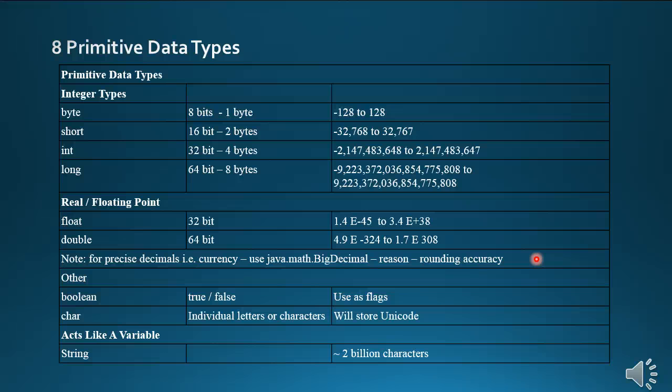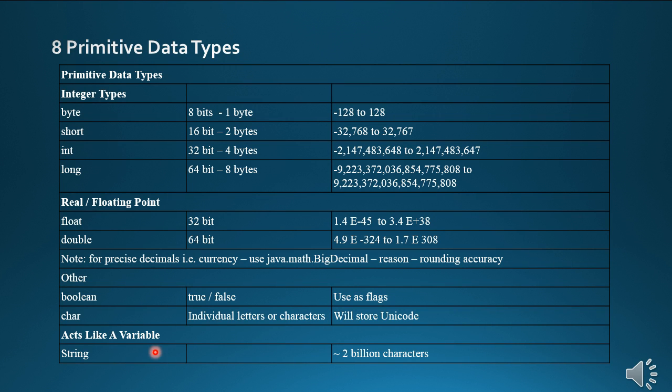Now there's a couple other data types we need to deal with. Boolean. Boolean there is true and false, so we're checking whether something is true or false. Chars, these are individual letters or characters. And then we have string.